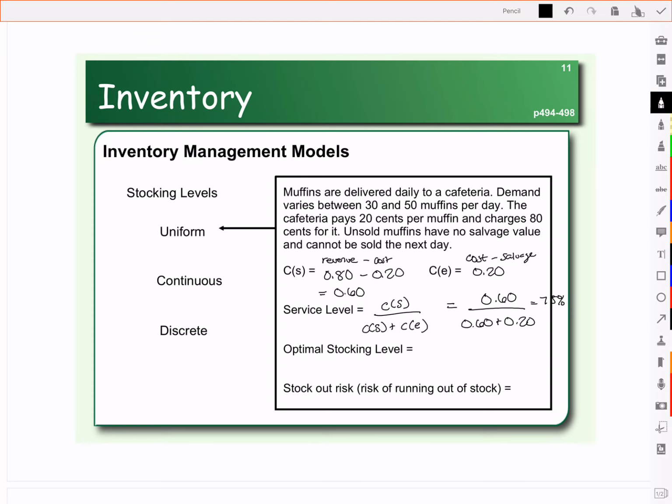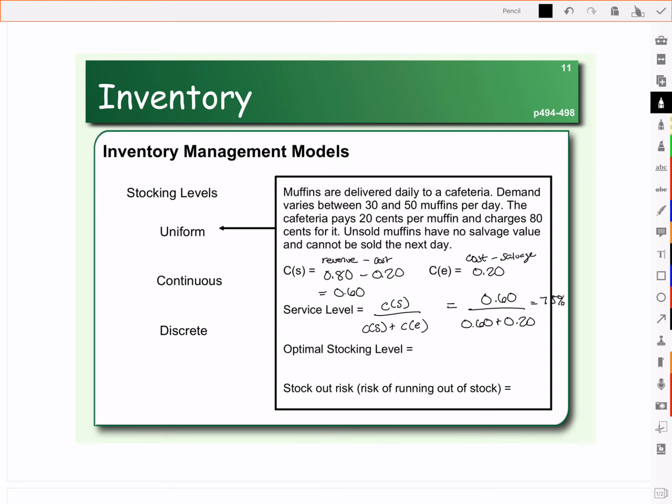This takes into consideration that the cost of a shortage is much higher than the cost of excess. So the service level is going to be higher because it costs us more to not have enough. If the cost of excess was higher, then the service level would be lower because it would be more costly for the business to have too much left over.